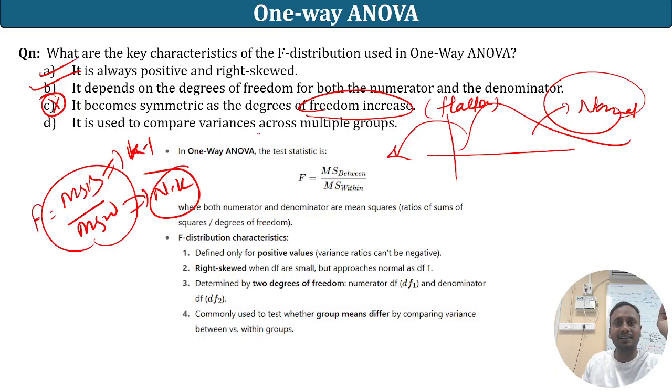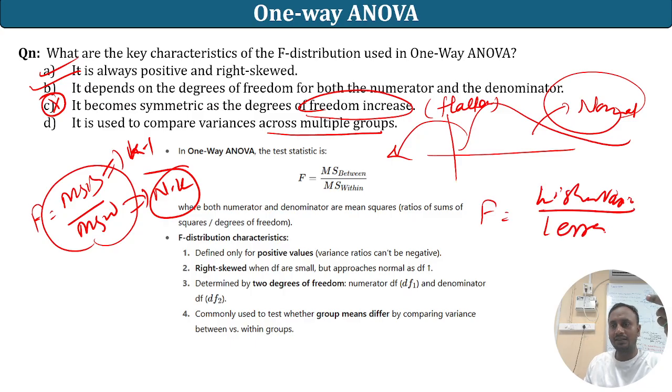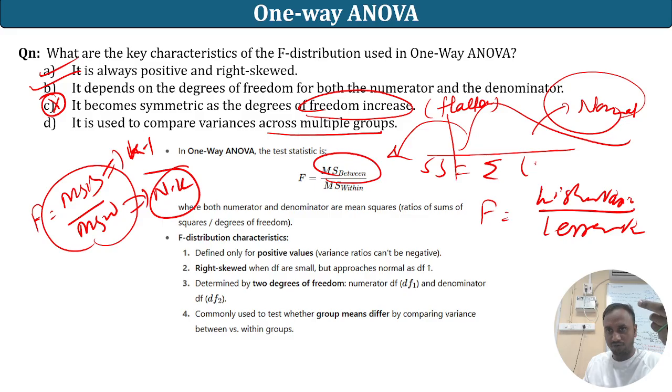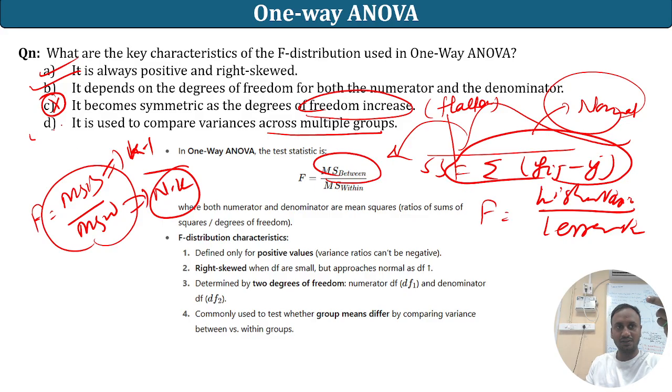It is used to compare variances across multiple groups. Yes, F is actually the higher variance by the lesser variance. It's a variance only, because when we're doing the calculation, SS is a summation of yi minus y bar. It's a variance only. So A, B, C or A, B, D will be the correct option. I think it's clear now. Shall I go ahead?